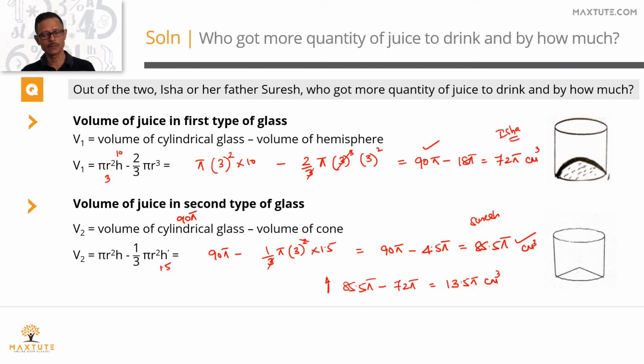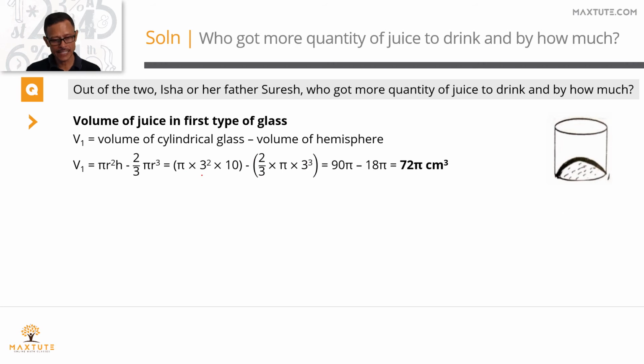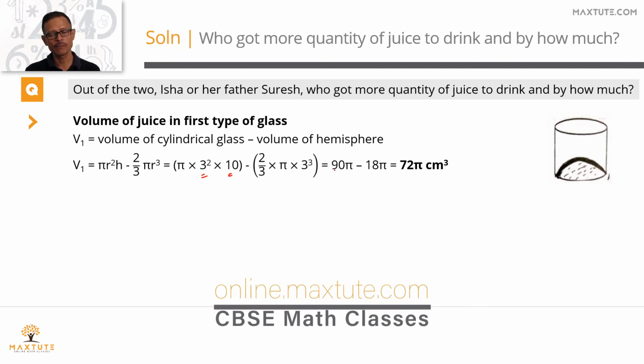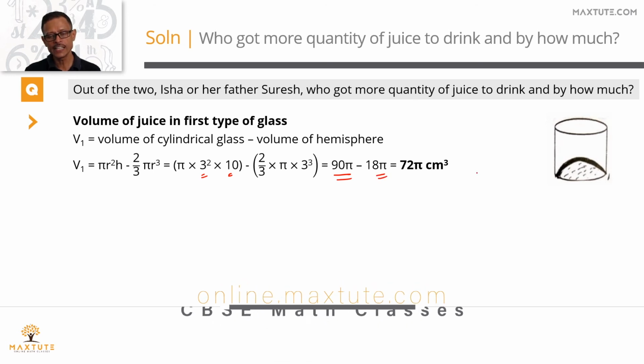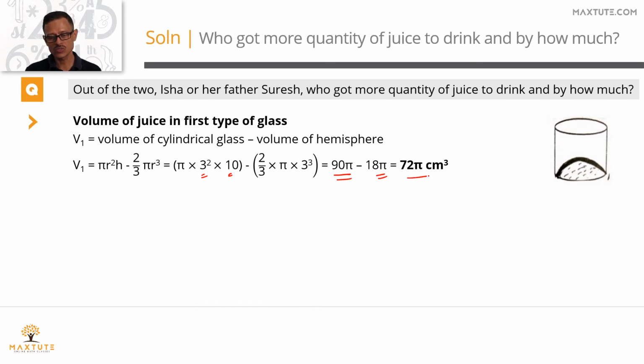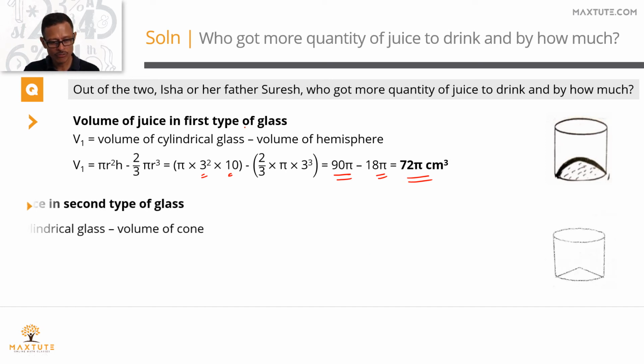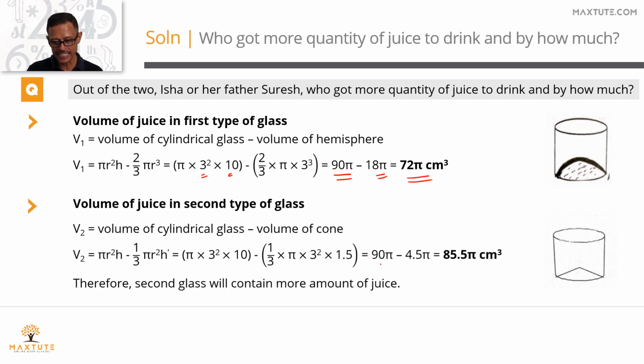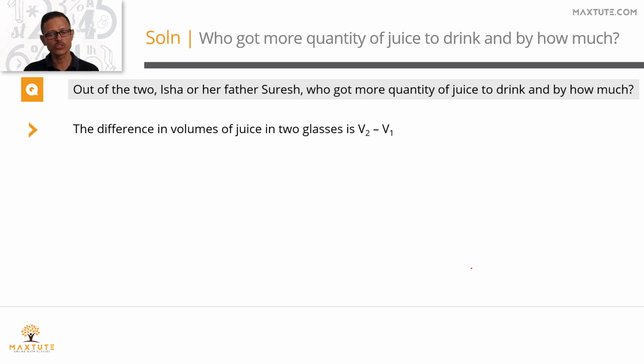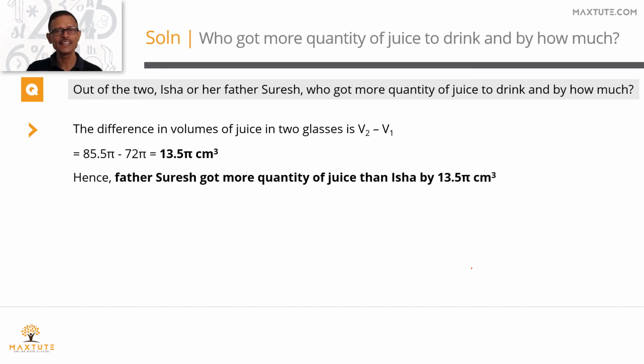Quickly summarize this entire discussion in a printed form. Let's compute the volume of the first glass, pi into r squared into h minus 2 by 3 pi r cube. 90 pi is the volume of the cylindrical component. 18 pi is the volume of the hemispherical bottom. So that leaves us with 72 pi centimeter cube as the volume of the first type of glass that Isha had. For her father, it's volume of the cylindrical glass, that's a 90 pi. We don't even have to do this calculation. Minus 1 by 3 pi r squared into h dash, which is 1.5. Cancel the 3 with this 3 square. That leaves us with 4.5 pi. So her father Suresh got 85.5 pi centimeter cube. Suresh got to drink more juice. How much more? 13.5 pi centimeter cube more of juice her father got to drink.